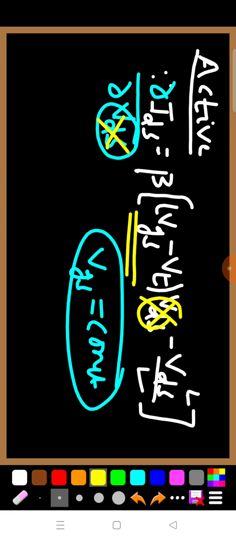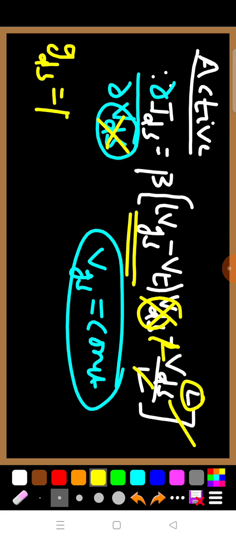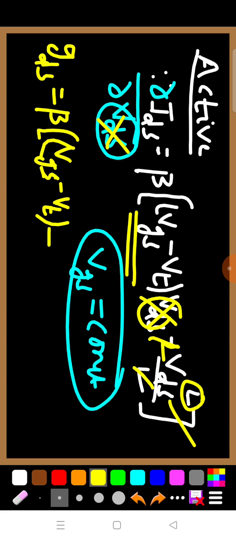And here VDS square is there, therefore it becomes 2 VDS by 2. The 2 gets cancelled, therefore what is the remaining term? Therefore you can tell that the output conductance GDS is equal to beta into, the remaining term, VGS minus VT, minus VDS. Is it clear? This is in active region.